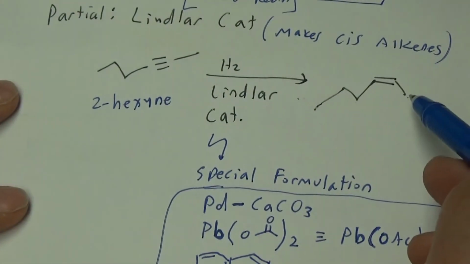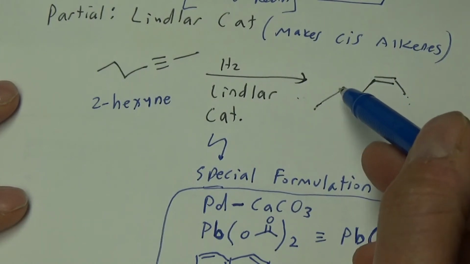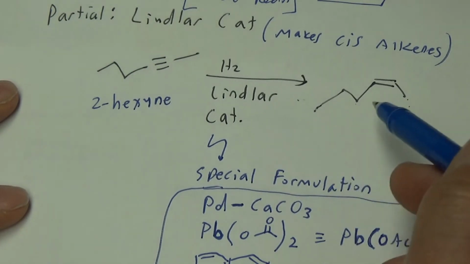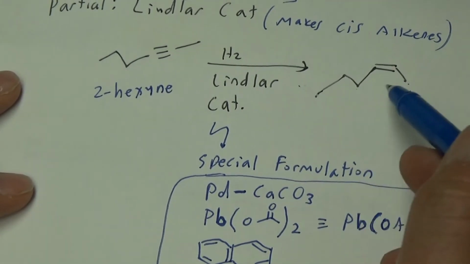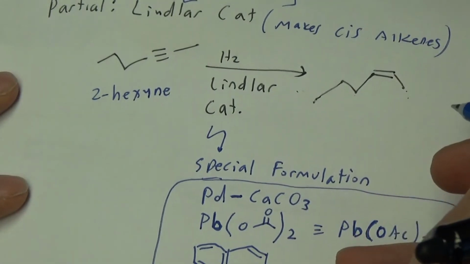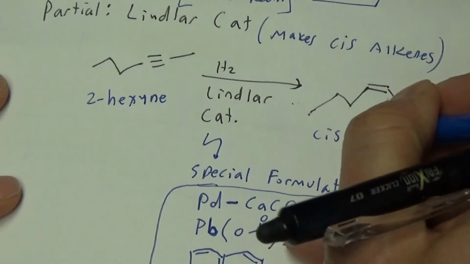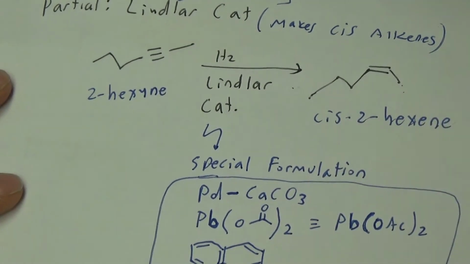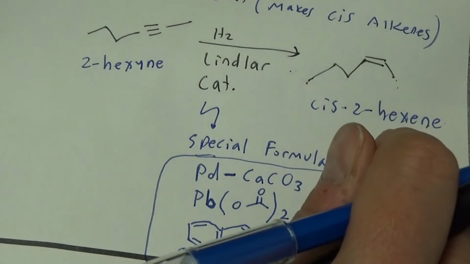What's the name of this? 1, 2, 3, 4, 5, 6. So it's 2-hexene. That's right, because it goes yne to ene. And is it cis or trans? It's cis. Cis-2-hexene. Okay.